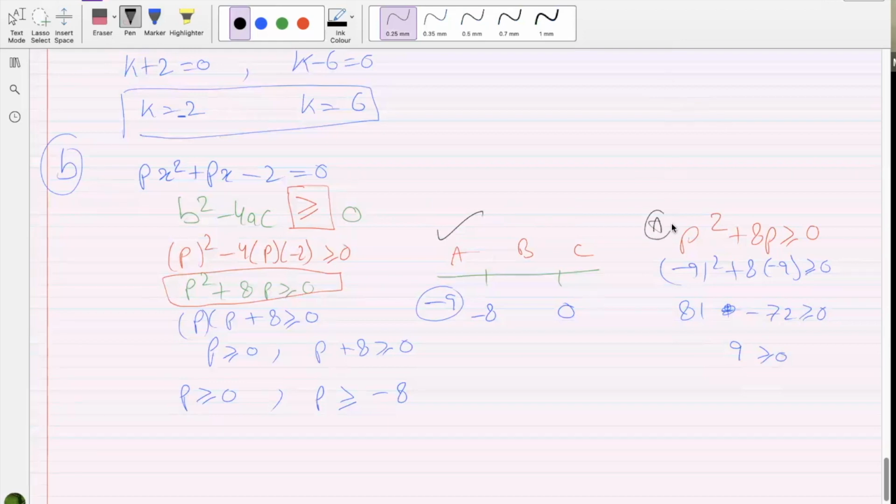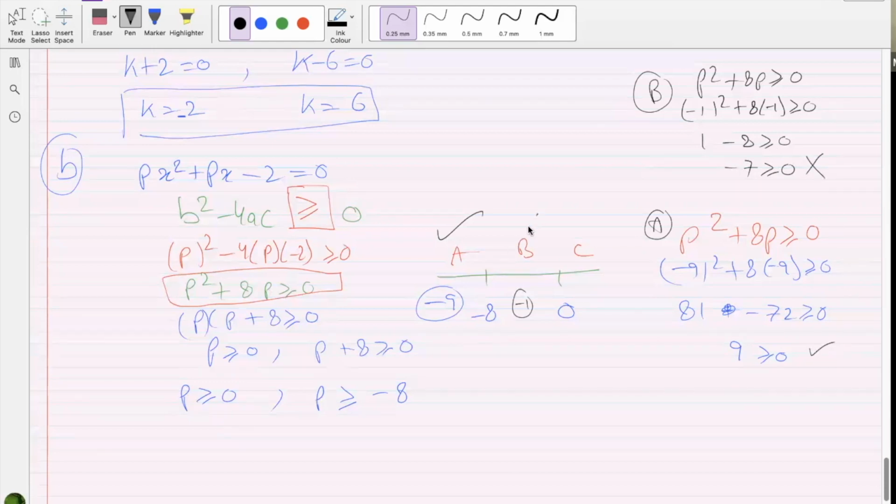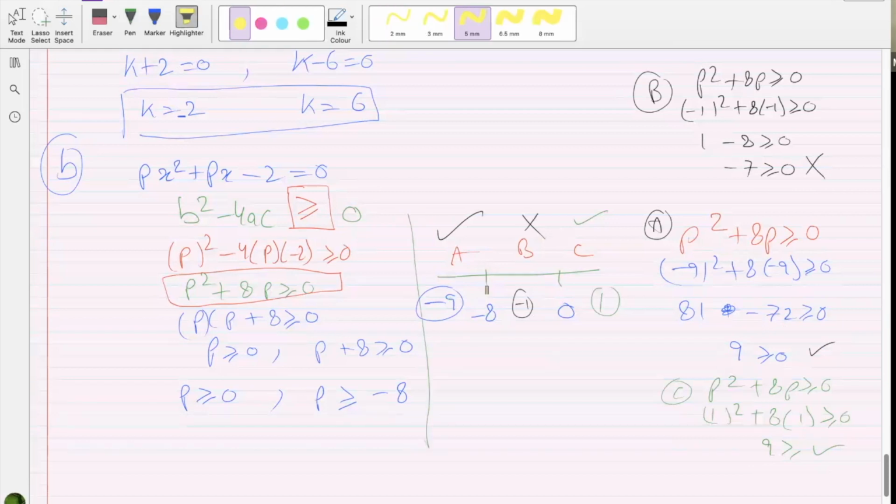First part, then second part. For B, P square plus 8P is greater than 0. I am choosing minus 1. So minus 1 squared plus 8 into minus 1 is greater than 0. 1 minus 8, minus 7 is greater than 0. This is false. So B goes around, and for C, P square plus 8P is greater than 0. I am choosing 1. So 1 squared plus 8 into 1 is greater than 0. This is 9 greater than 0. That is true.